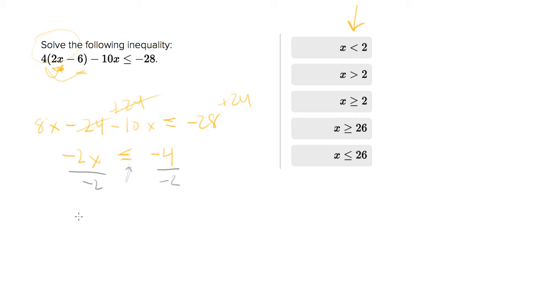So I'm going to evaluate this just like I would a regular equation. I'm going to cancel out terms. Negative 4 over negative 2 is 2, right? The negative cancels out, and 4 over 2 is 2. But when I write the sign, I'm going to flip it. And I did that because I divided by a negative number. So the answer here is x is greater than or equal to 2. And that'll be your correct answer.